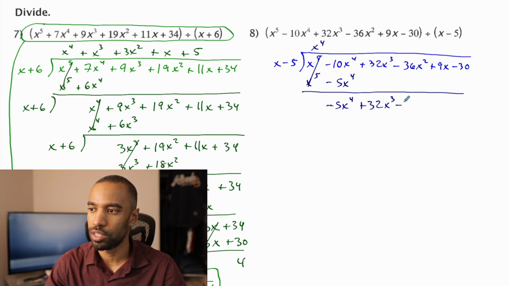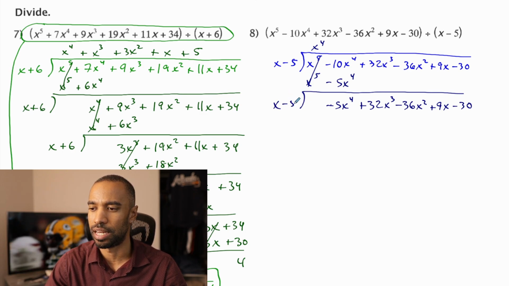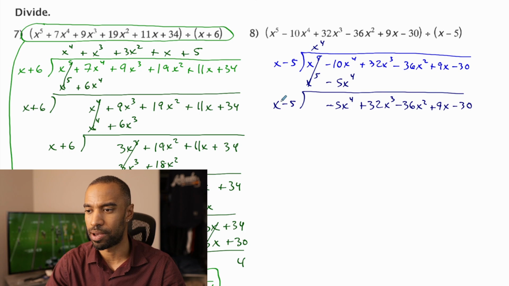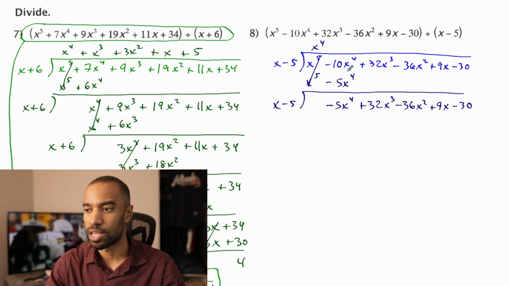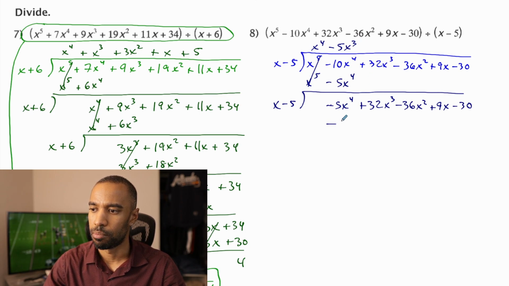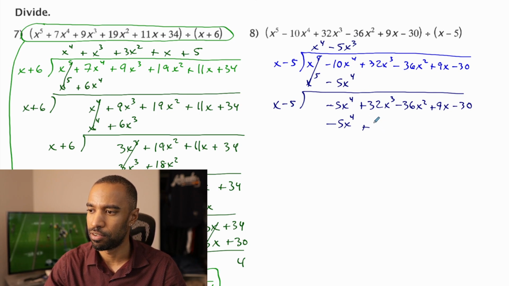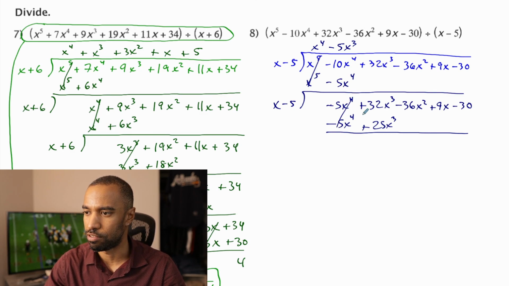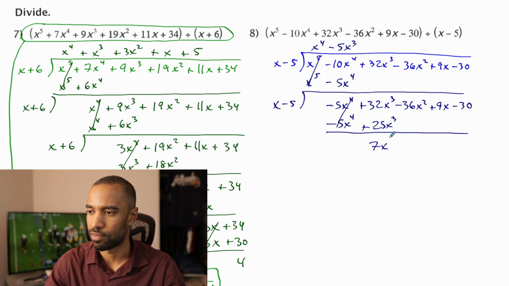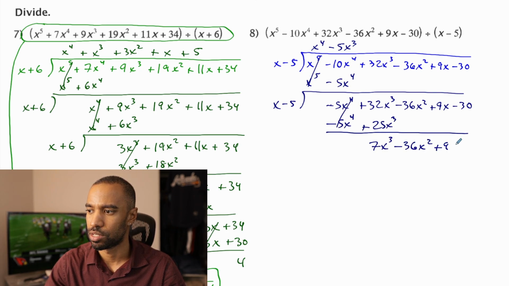So really, really do be careful with these things. Make sure that you're subtracting each time when you do it. And as my students once again know, you'll get a 0 remainder if you did everything correctly. x times what is negative 5x to the fourth? That should be negative 5x cubed. And multiply those, we get negative 5x to the fourth there. And then plus negative times negative, 25x cubed. So yeah, this long division comes out in a nifty fashion there. Subtract, we get 7x cubed minus 36x squared plus 9x minus 30.